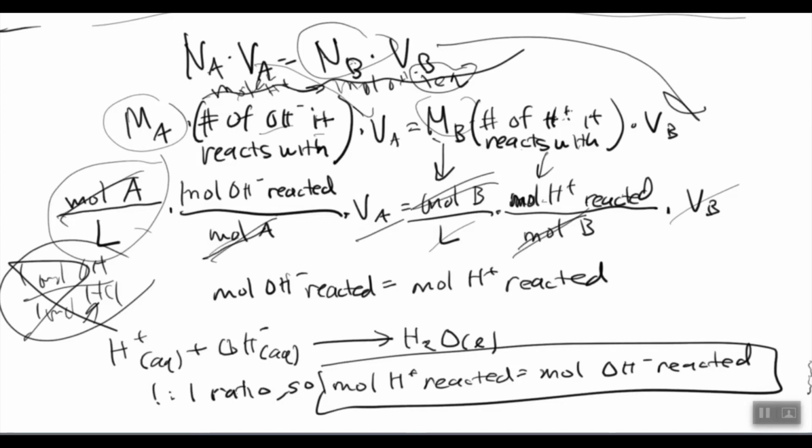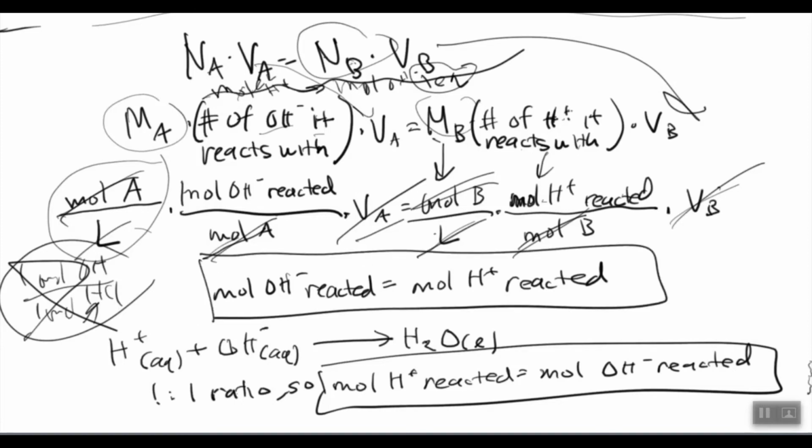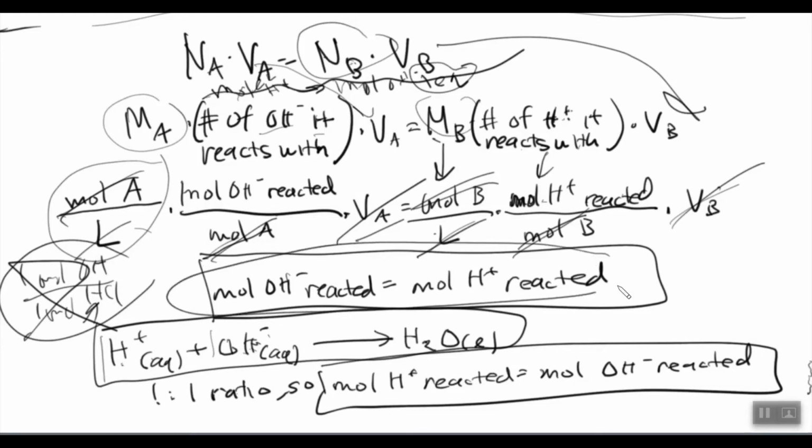Now, you should notice that things start canceling out, these two and these two. You should also notice that the liters cancel out because volume on the top, volume on the bottom, they cancel out. And you're left with the moles of OH minus reacted is equal to the moles of H plus reacted. Well, isn't that what this reaction says? The moles of H plus and the moles of OH minus are the same in a 1-to-1 ratio. So this equation that we just derived is true.